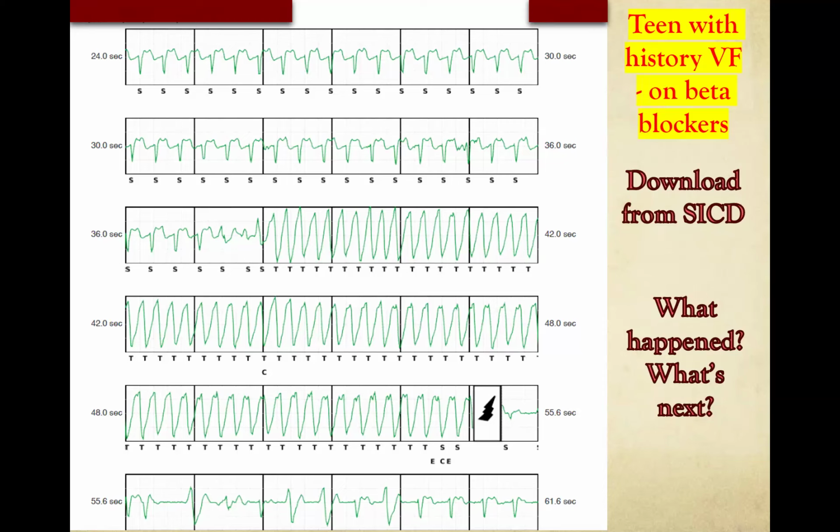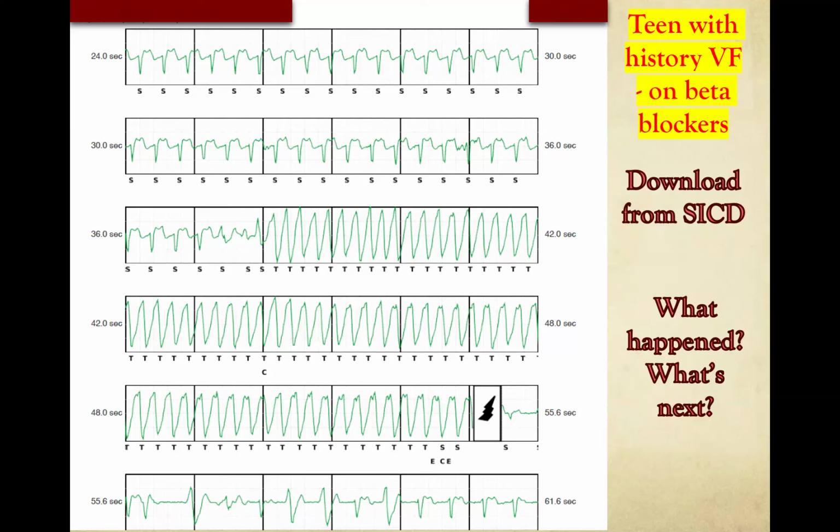It's hard to know. We'd have to take calipers out. Certainly, what's the rate, Mohammed? Close to 300. Yeah. So this is serious VT or VF even. Probably VT though, because I agree with you. It does appear to be monomorphic.